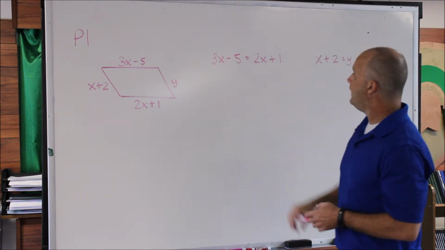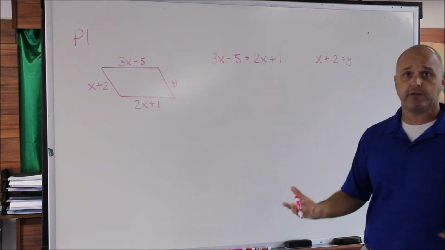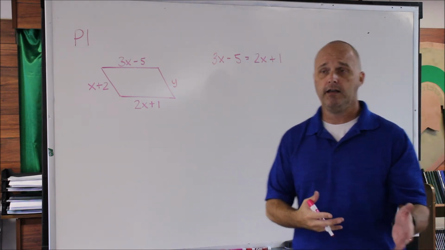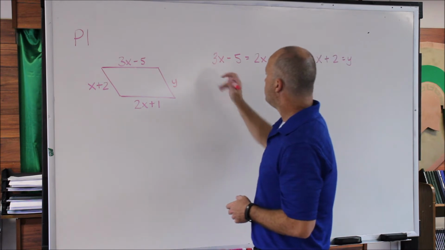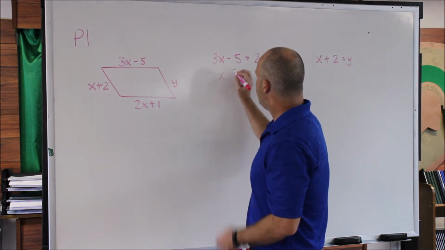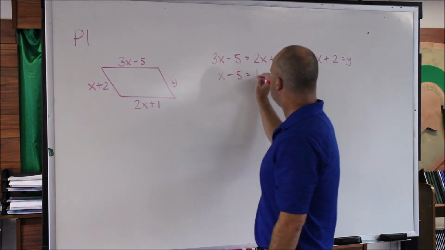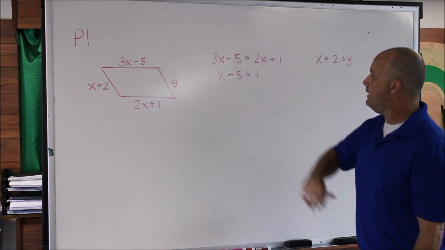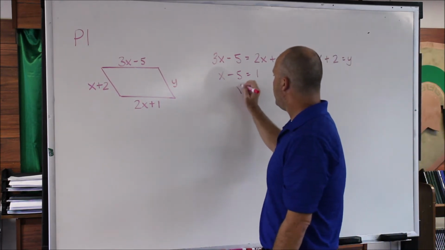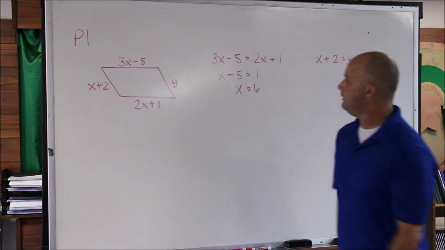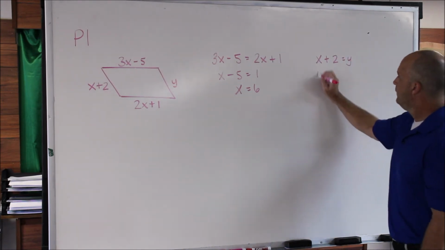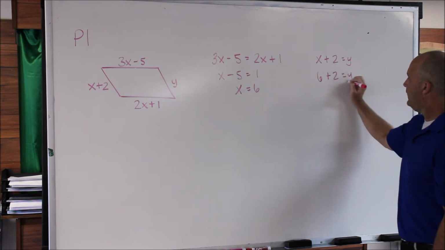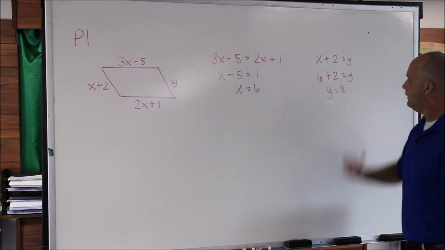So 3x minus 5 equals 2x plus 1. First thing that we want to do is get the x's on the same side. Since this one's got the smaller coefficient, we're going to move that one over. So subtract 2x from both sides. That leaves you with x minus 5 is equal to 1. Then add 5 to both sides in order to isolate x, and you get x is equal to 6. So now let's take this 6, plug it in over here. 6 plus 2 equals y, so we know that y is equal to 8.